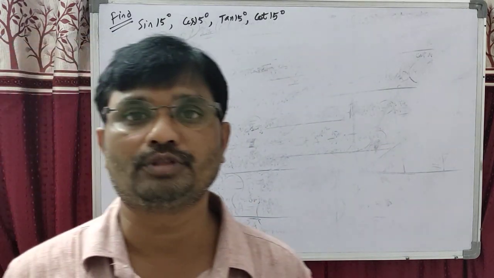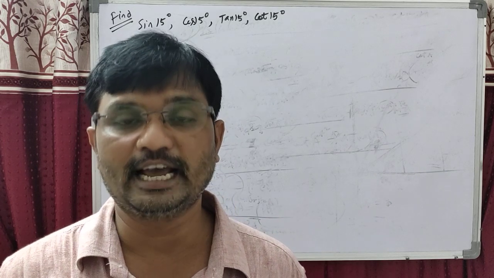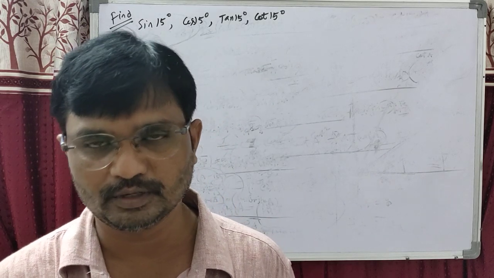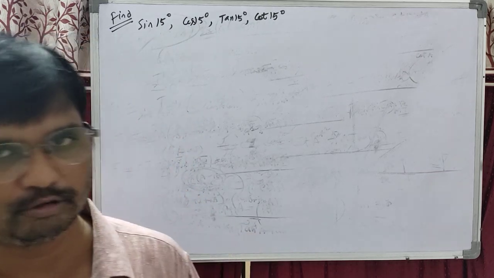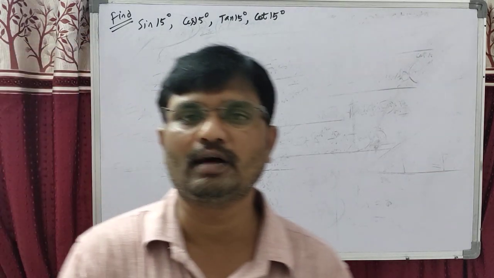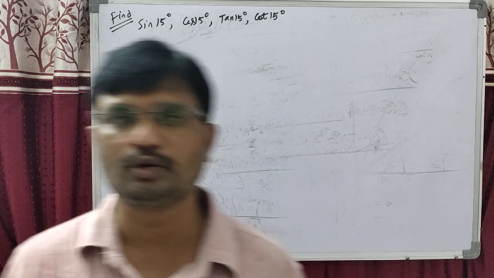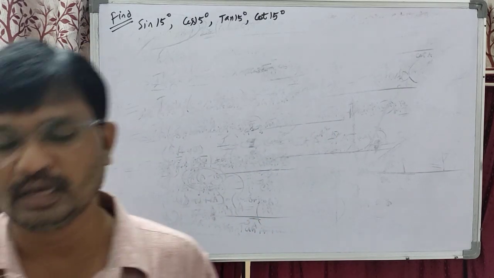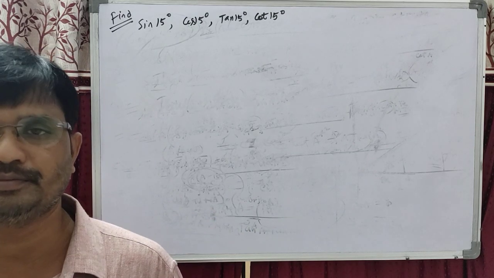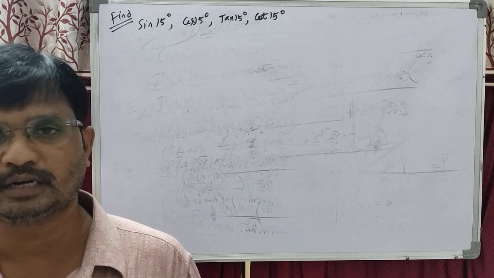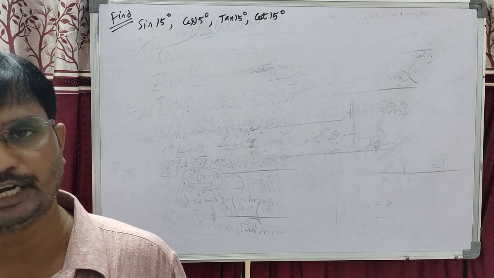Cos 15 is root 3 plus 1 by 2 root 2. Tan 15 is 2 minus root 3. Cot 15 is 2 plus root 3. These are very important values, dear students. Generally, we have to know the values for 0, 30, 45, 60, 90. Right now, we have to know about 15 degrees, then 75, then 18, 36, 54, and 22 and a half.